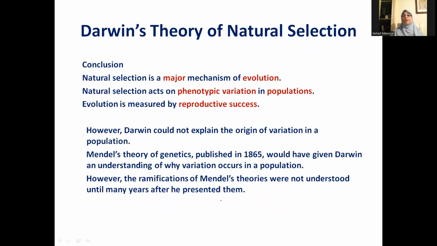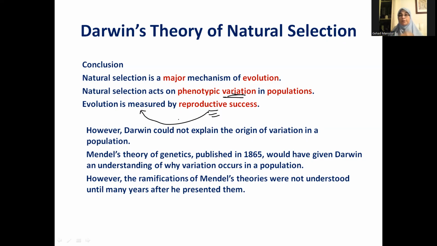So the conclusion is, this is what we call natural selection, by the way. So natural selection is a major mechanism in evolution. And natural selection depends on variations, original variations in the phenotypes of the population. And reproductive success is a good measure for evolution.